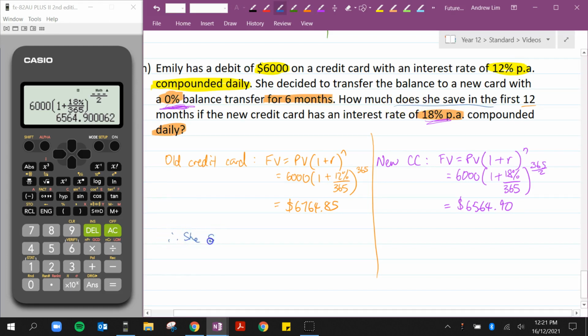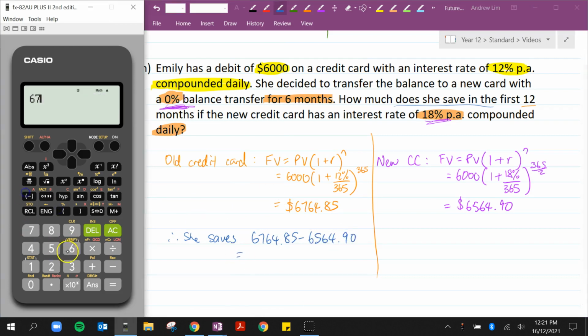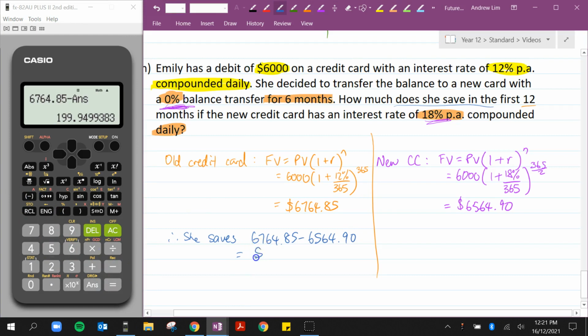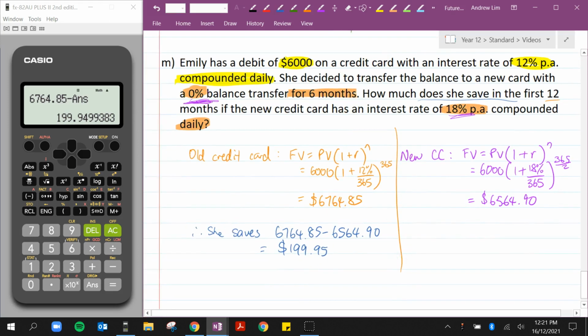Therefore, she saves 6764.85 minus 6564.9, which is $199.95. Alright, I'm going to quickly type up 2 new questions and then we can go through them.